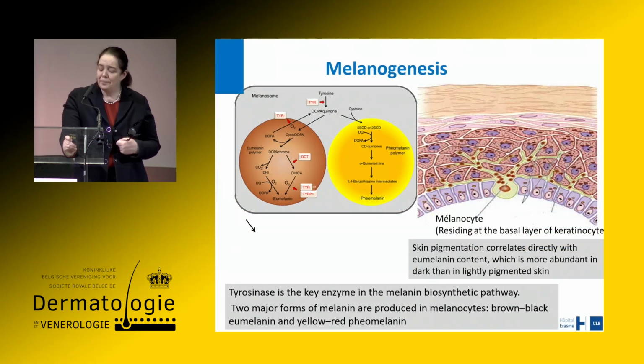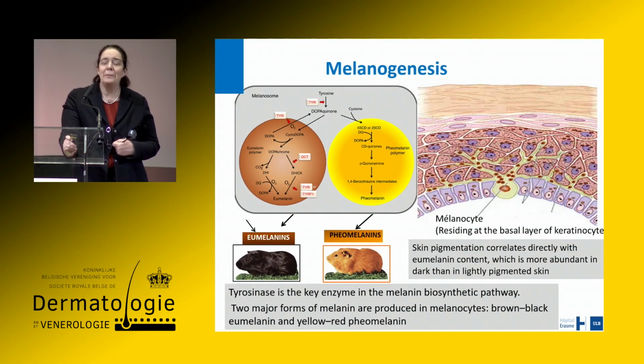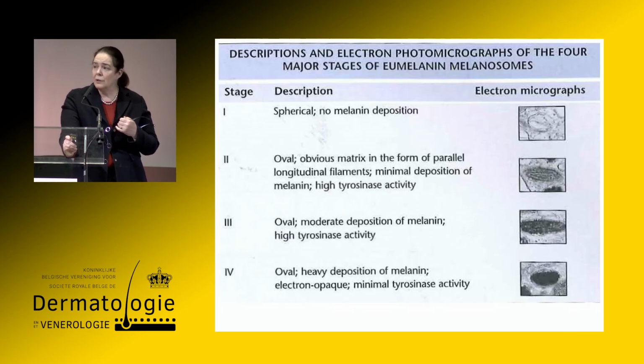So I give the image of my mice. I like them very much. So 2 major forms of melanin, and you can find that again in mice, and they are models to study pigmentation. And the skin pigmentation correlates directly with the eumelanin content, which is more abundant in dark and highly pigmented skin. And now I would like to explain to you the difference in the skin.